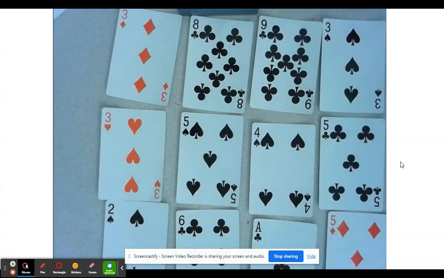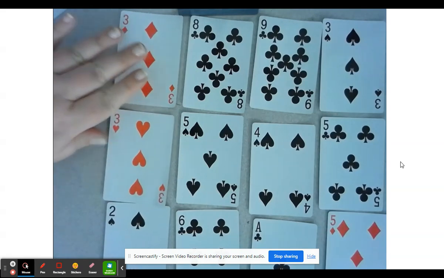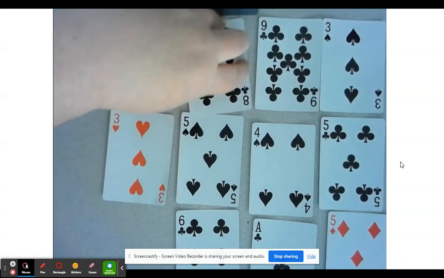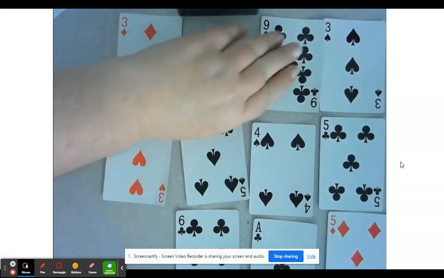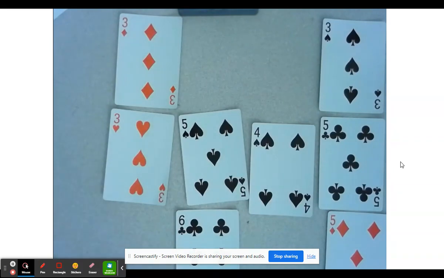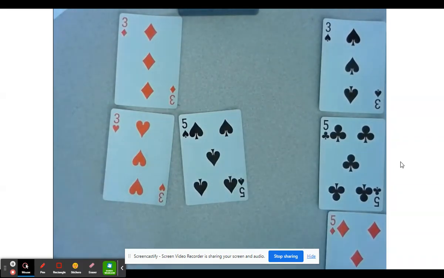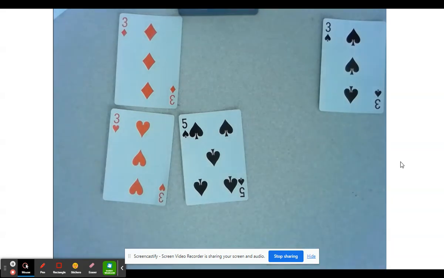So now looking at the cards, you're looking for different cards you can put together that will make 10. So I know 2 and 8 make 10. So if I can make a 10, I pick those up. 9 and 1 make 10. So I pick those up. 6 and 4 make 10. And 5 and 5 make 10. So now my turn is up, and it's the next player's turn.